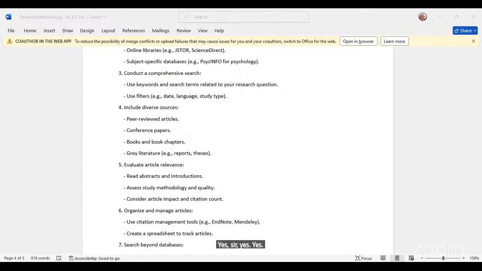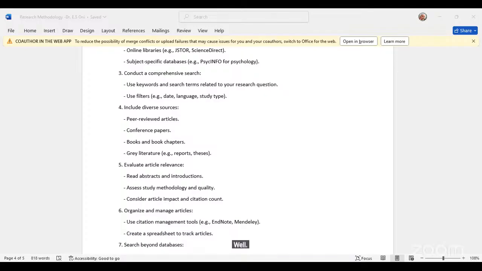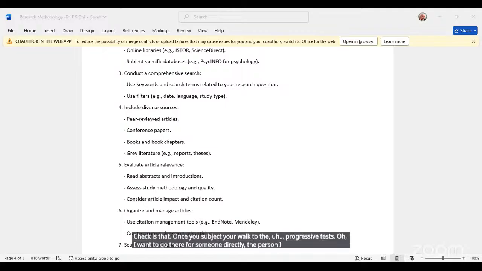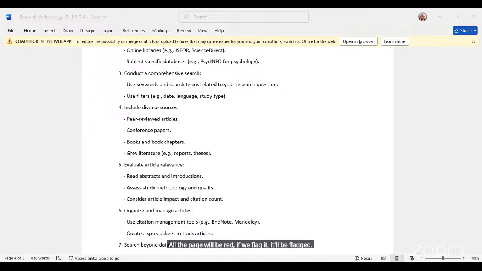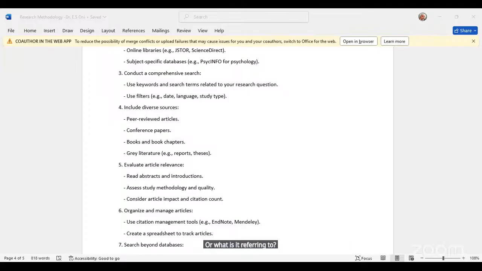Yes, you need to. If you don't reframe it, that's what they call plagiarism. You just copy verbatim and bring it to your work. That's what the plagiarism check will flag. When you subject your work to the plagiarism test, what you quoted directly from someone's journal will turn red. All the page will be red. It will be flagged. So for those words you are quoting, you will rephrase them, not changing the meaning or what it is referring to. Rephrase it using your own English. Okay? All right.